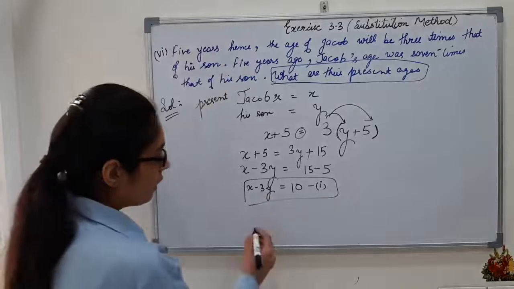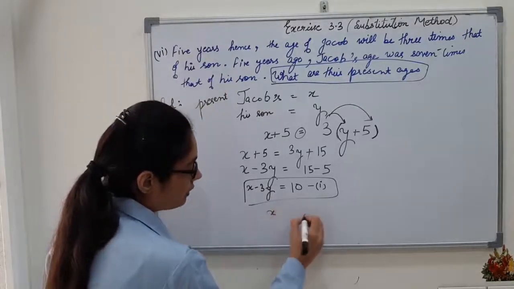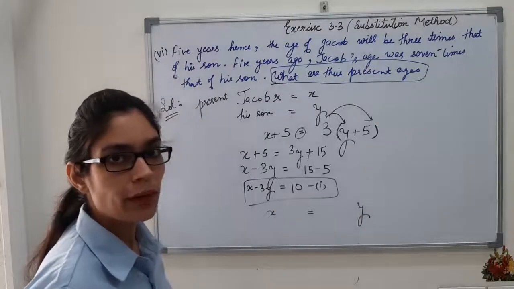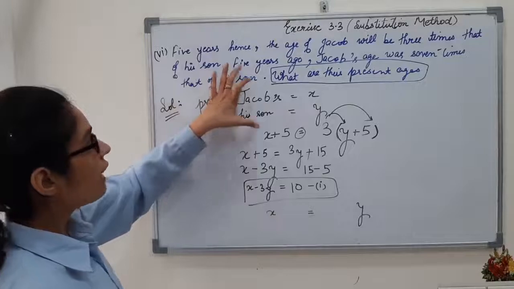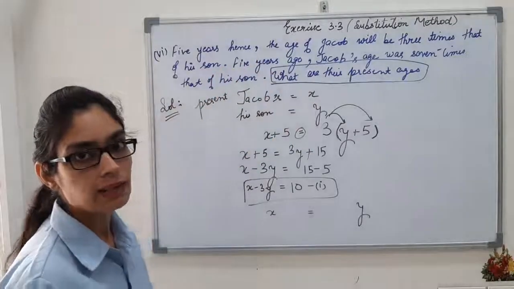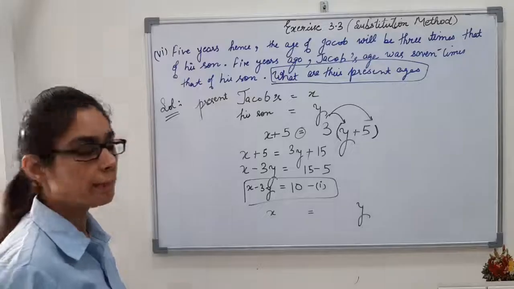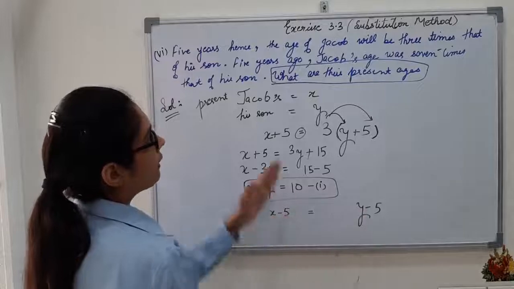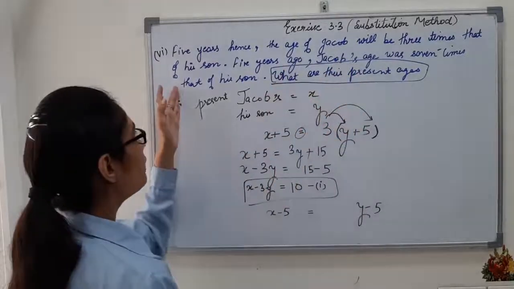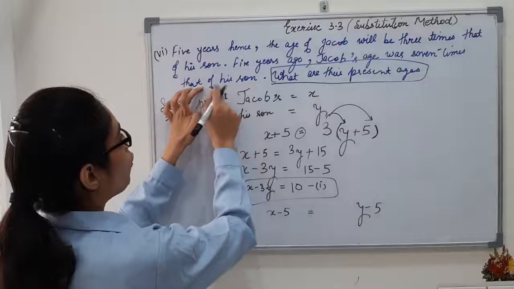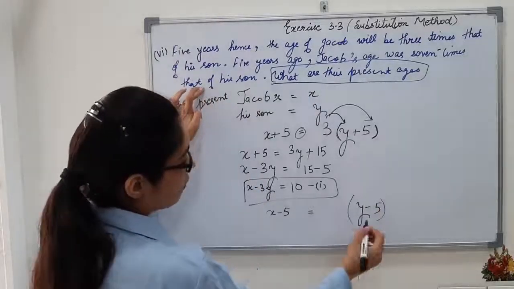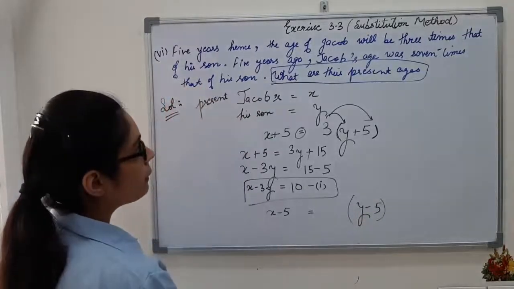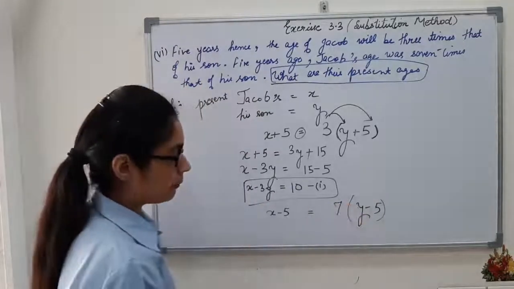5 years ago, again this type of sums I always have to start in this way: x is equal to y, because they're talking about equality. Now 5 years ago, ago means past, so in past it is subtraction. 5 years ago, from both the sides we have to subtract. 5 years ago his age was 7 times that of his son, this is the son's age 5 years ago. Of means I have to put a bracket, and this is a sign of multiplication also, and this is 7 times.